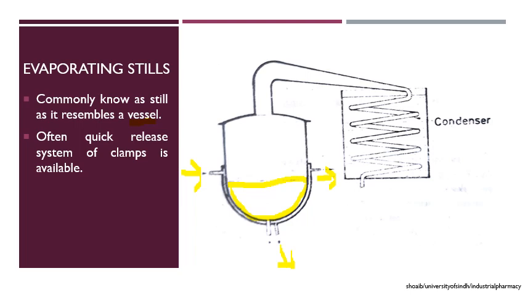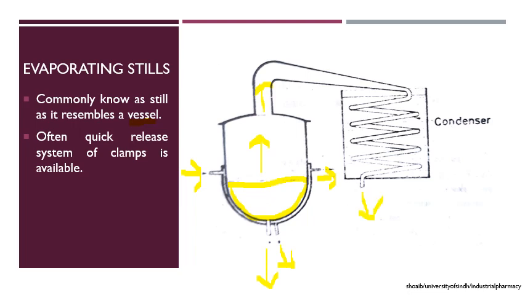The upper portion of the evaporating still is connected with a condenser, and similarly there is an outlet for the product. When the product is evaporating in this still, the vapors will rise up and slowly move into the condenser through this channel, and the condensate will be collected over here.